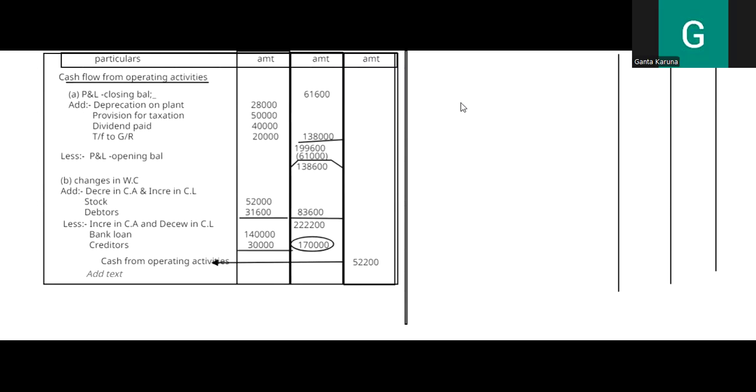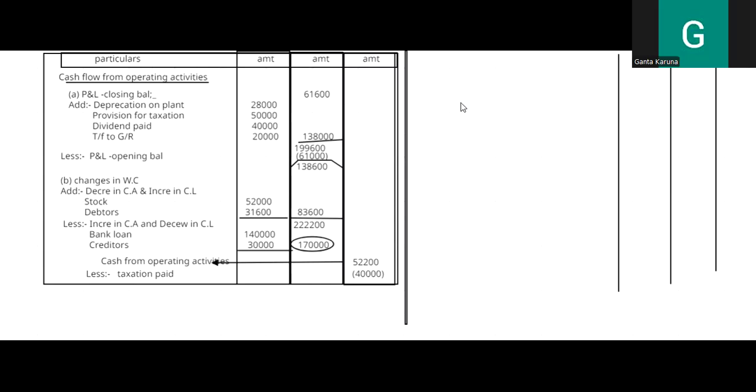Less taxation paid, which we paid in the format of cash, that I'm going to consider. So for taxation, we paid 40,000. So that taxation paid, we are going to take it here in a bracket. Let me make it very clear, bracket we are going to take because it is a minus figure, because I said less. So this is one more thing we have got. Now, once this is done, operating activities are completed.